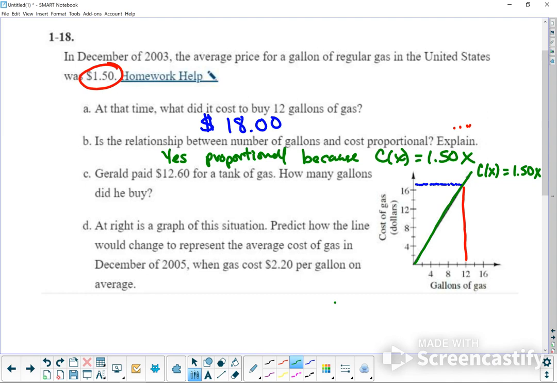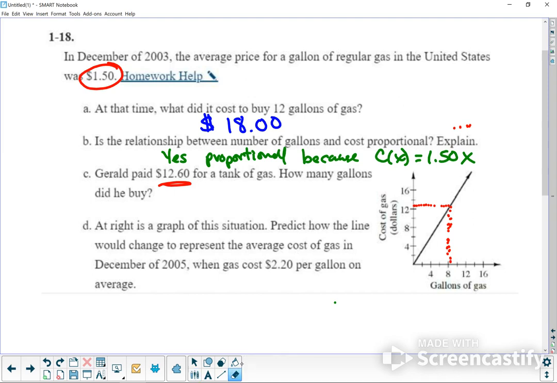Okay. Gerald buys a tank of gas for $12.60. How many gallons did he buy? Right? So that's a good question. Now, if you want, you can go ahead and look on the graph and see if you can figure out where 12.60 is. Right, 12.60, roughly about maybe right here. Okay, so if I had to guess, I'd probably say 8 gallons, maybe 9 gallons. Okay, but we really want to get the right answer.